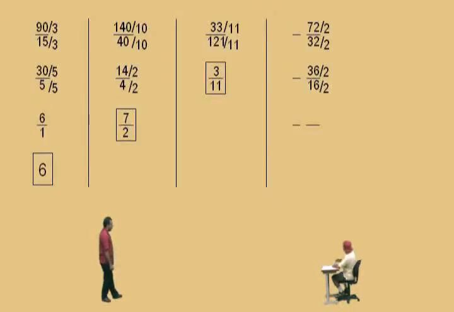36 divided by 2 is what, Charlie? 18. Okay, 18 divided by 2? I'm sorry, 16 divided by 2? 8. Very nice there, Charlie. Now, again, we can divide by 2's. All right, Charlie. Now, what's 18 divided by 2? 9. And 8 divided by 2? 4. Very nice. There's our answer.